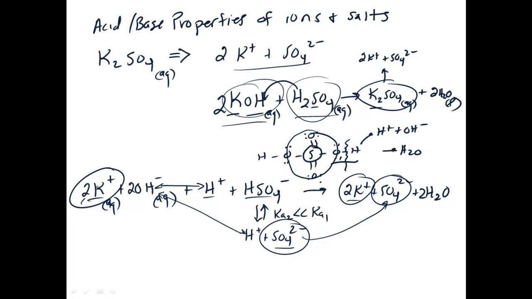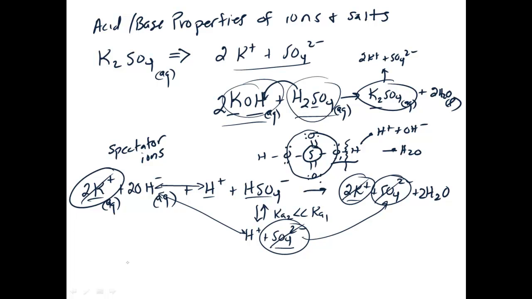So if we remove these ions because they do not actually involve a chemical reaction, they're not changing their chemical formula from one side to the other, they're called spectator ions. Spectator ions are ions that do not change chemically from the reactant side to the product side.